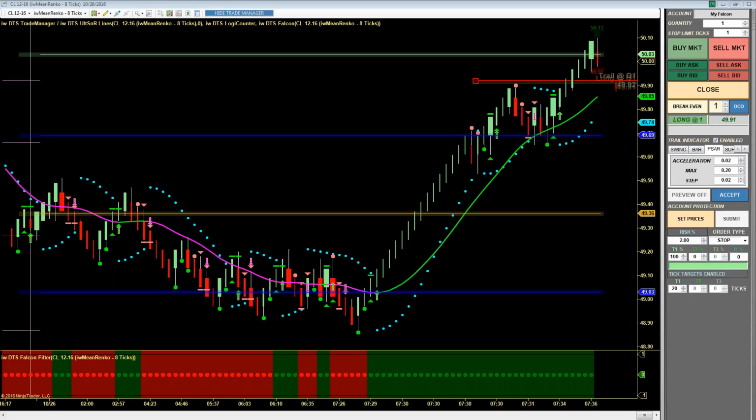Oh, come on, get up there. Little lackluster follow through on that second breakout, but there's another way that you can trade crude.